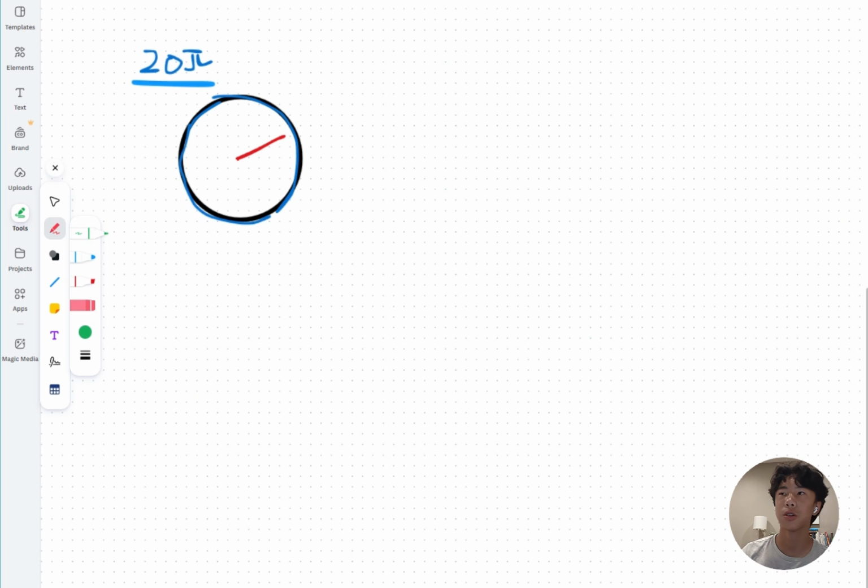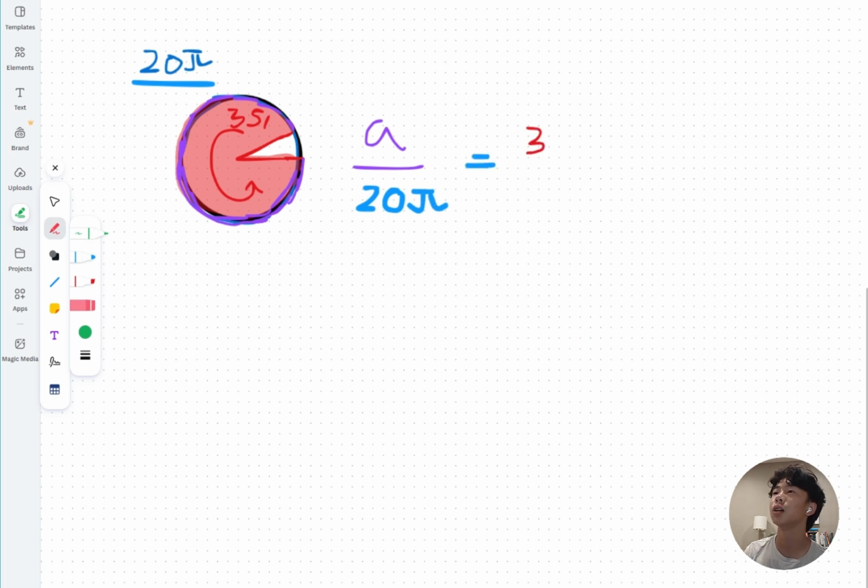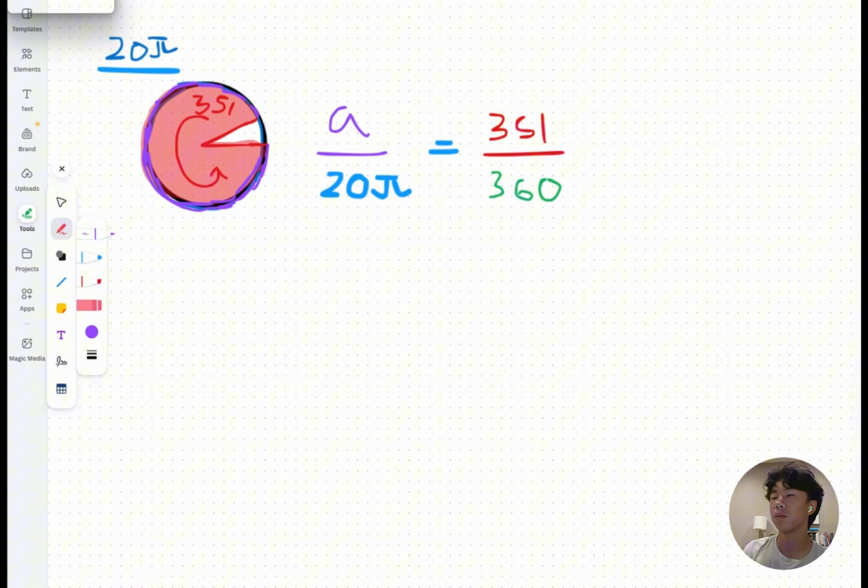So I have another circle here with the same circumference of 20 pi. And we're going to draw the same thing, except now I'm going to make a 351 degree angle. And we're still trying to find the arc length. And I drew the arc length in purple. We'll write the same equation following the same logic, which is a divided by 20 pi equals 351 divided by 360. And 351 is the angle, and we multiply 20 pi on both sides, and we get a equals 19.5 pi.